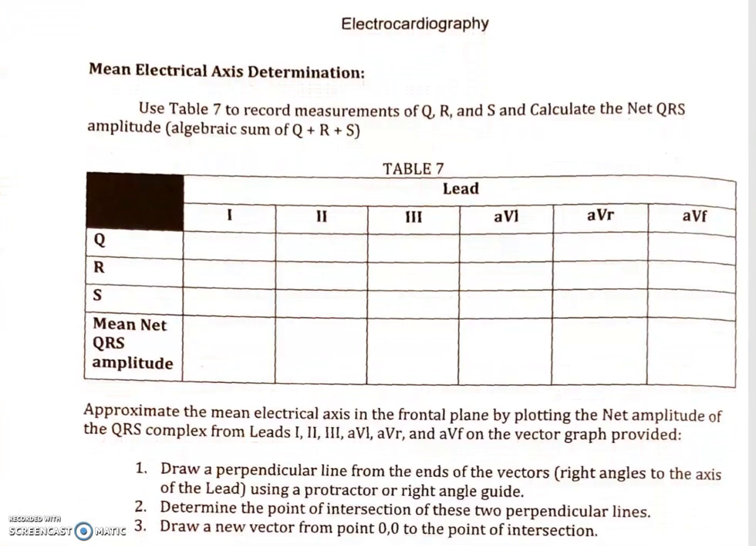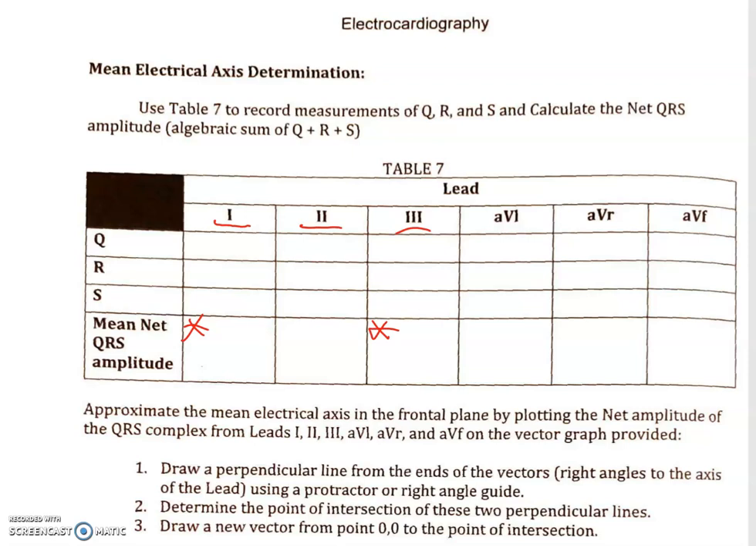But now let's take a look at the mean electric axis determination. Really all you need is leads 1, 2, and 3. So we're going to just take a look at 1, 2, and 3, and really all you need is the mean net QRS amplitude, and you really only need that for lead 1 and lead 3. Oops, this one did not turn out good either. So let's make a nice little asterisk. The augmented leads we don't really need for that, and you will see why.